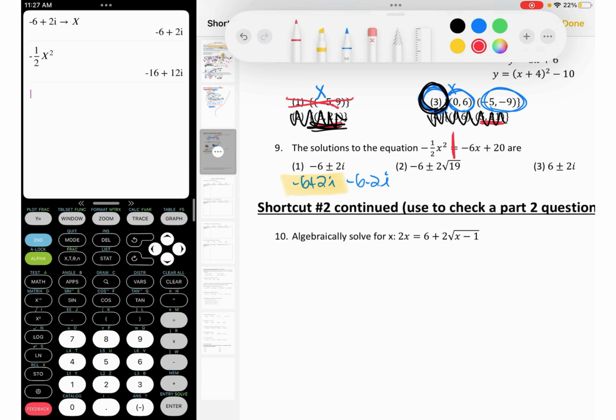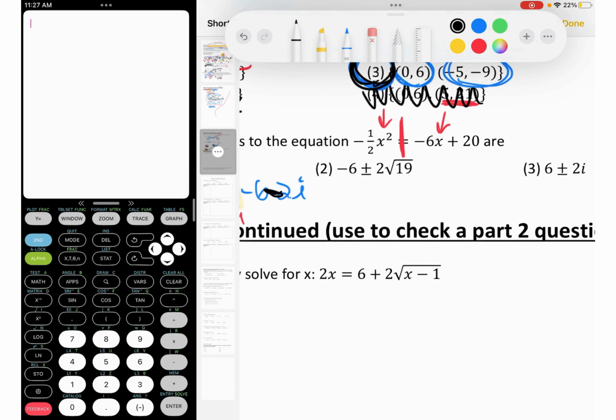I got -16 plus 12i. I want to see if that's equal to the right side. So the right side is -6x plus 20. And I got 56 minus 12i. Not equal. So that means that when I plugged this in here and here, it didn't work in the equation. So choice 1, not my answer. Because that plus did not work, it doesn't even matter if the minus works because this is immediately wrong. It's wrong right away. So I don't have to check that next one. I'm going on to the next.